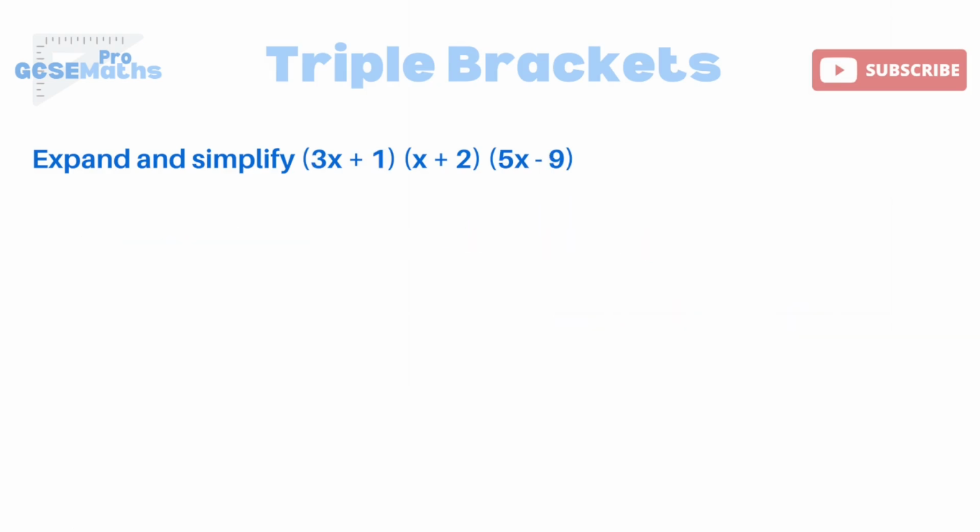Okay, this is just another step up again. We've now got coefficients in front of two x's and a negative to consider. So expand and simplify 3x plus 1, x plus 2, and 5x minus 9. Starting as always with the first two brackets, 3x plus 1 and x plus 2. We get 3x squared plus 6x plus x plus 2, and then simplify it. We get 3x squared plus 7x plus 2.